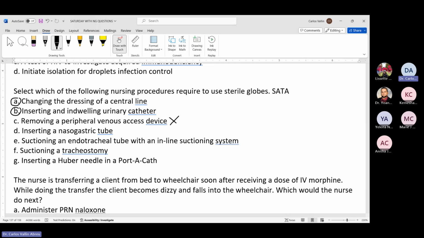Inserting a nasogastric tube. The nasogastric area has a flora, and for that reason requires clean gloves for standard precaution, but doesn't require sterile gloves.